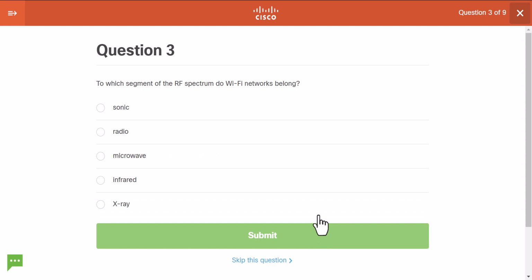To which segment of the radio frequency spectrum do Wi-Fi networks belong? So it's microwave. The radio part of the spectrum is towards the left, where the normal radio stations work, AM, FM, things like that. And the microwave part of the spectrum is used by Wi-Fi technology.